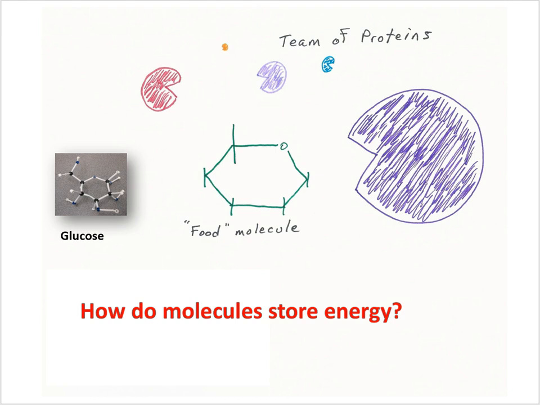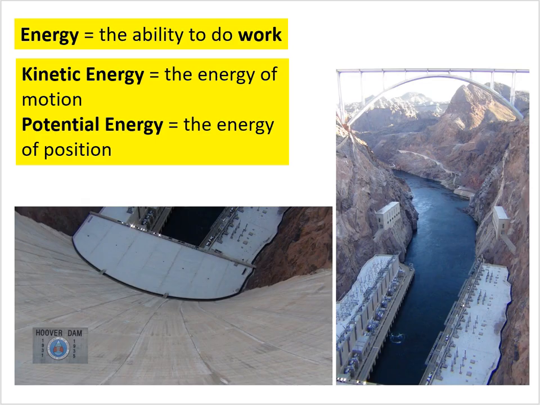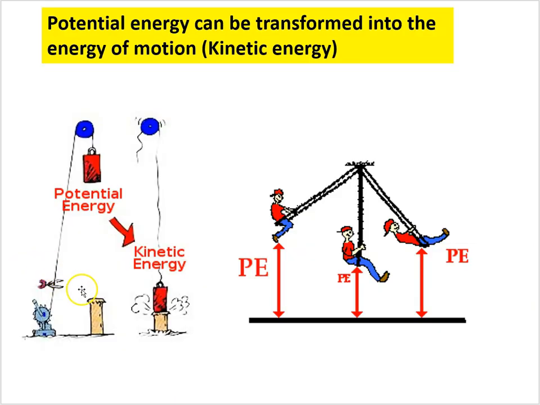So how is it, though, that food molecules actually store energy? Well, first, we're going to have to revisit the concept of energy. Now, physicists define energy as the ability to do work. And we'll make a distinction between two kinds of energy: kinetic energy, the energy of motion, and potential energy, the energy of position. And we can see the two kinds of energy in these two diagrams here.